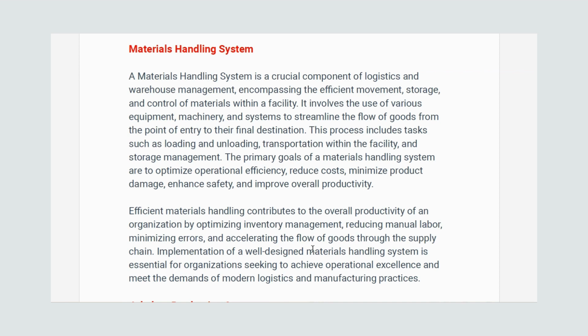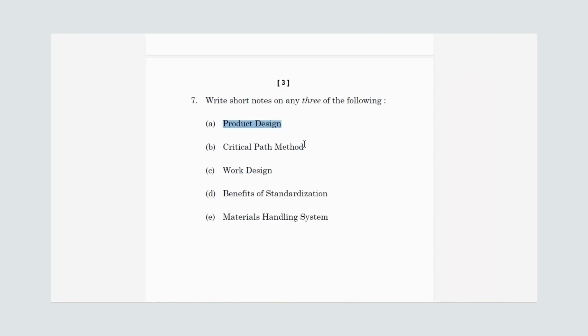Efficient material handling not only contributes to the overall productivity of an organization, but it also optimizes the inventory management. It reduces the manual labor. It also helps in minimizing the errors and accelerating the flow of goods through the supply chain. Okay, so that's what is material handling system.